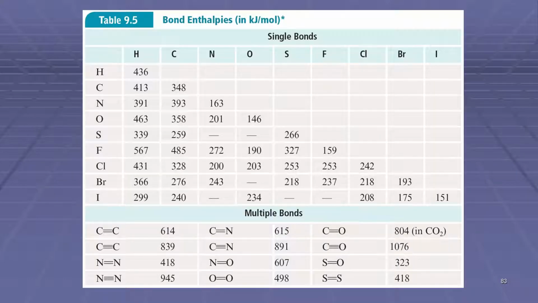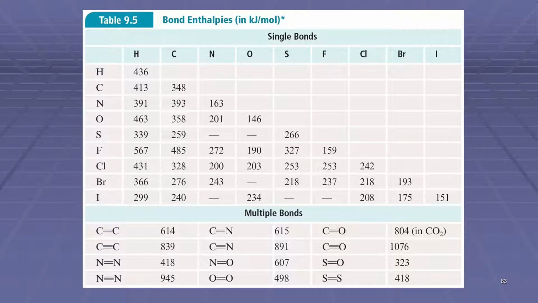So here's how you read it, sort of like a mileage chart. If an H-H bond breaks, it's 436 kilojoules. If a C-H bond breaks, it's 413. If a C-C bond breaks, it's 348. An N-N bond is 163, but an N-C bond is 393, and so you can read off the chart what kind of bonds you're looking at.